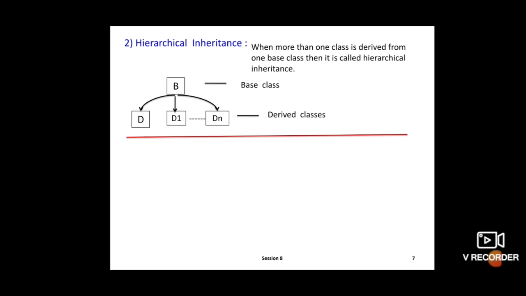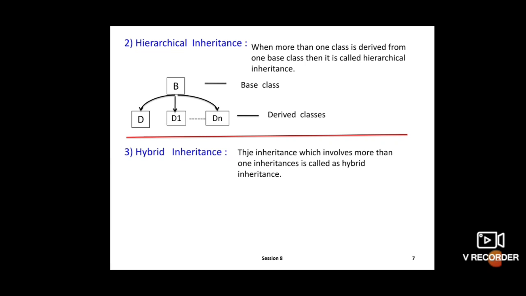And the last one is hybrid inheritance. Hybrid means any type. This type of inheritance structure is not fixed. Just see one structure: the inheritance which involves more than one type of inheritance is called hybrid inheritance. This is the definition.